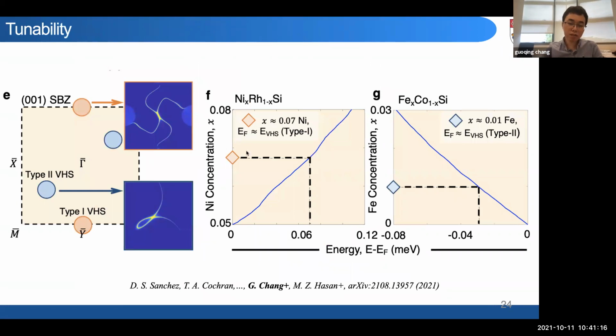So this class of material has great tunability, because we can do the nickel doping to make it electron doped, or do the Fe doping to make it hole doped. And with this doping, we found that it will not change the band structure and will not change the magnetization of the system. So it's just a pure, simple raising or lowering of the Fermi level.